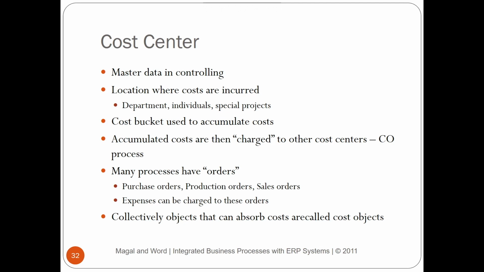The authorization to fill a customer order is a sales order, and the authorization to produce something is a production order. So these orders and cost centers are called cost objects. We will discuss those terms in more detail in chapter 4.